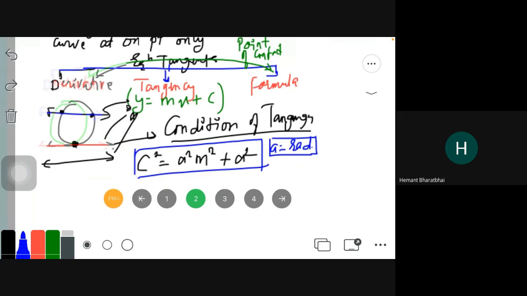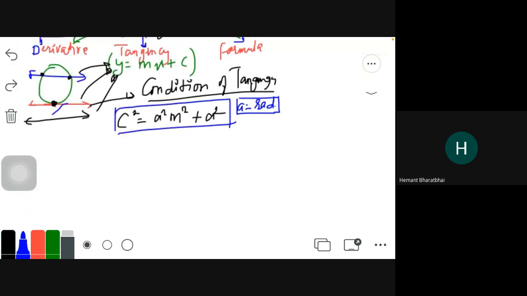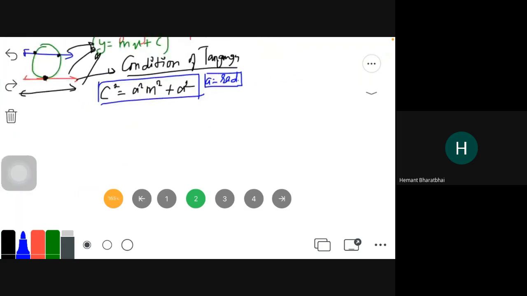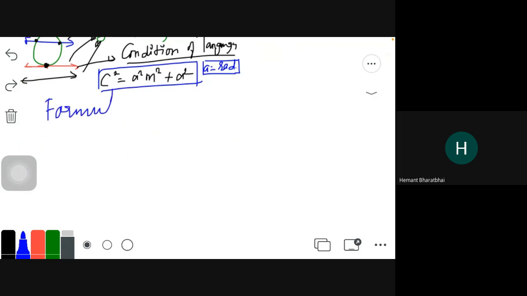So we have seen the condition of tangency. Now let's see the formula method. In the formula method, be it circle, be it ellipse, be it parabola or be it hyperbola, you have to remember these tricks. I will not tell you to learn the formula by heart. Instead, you just remember this trick.